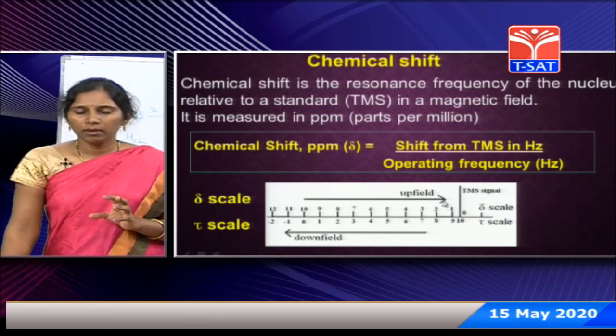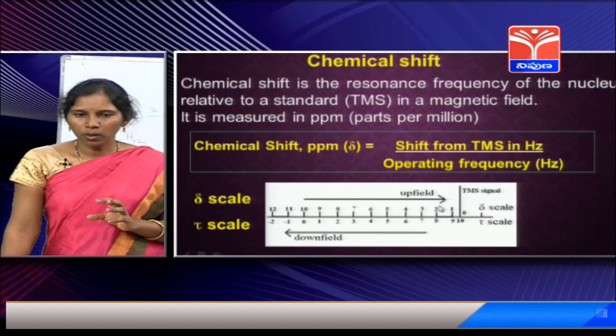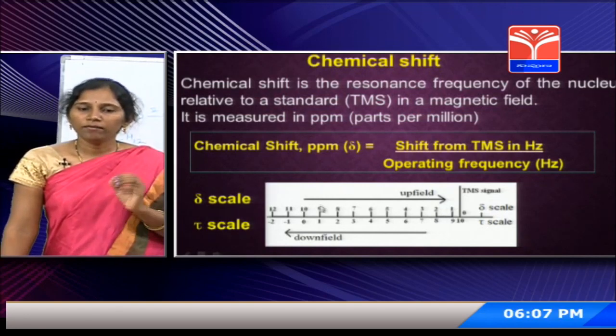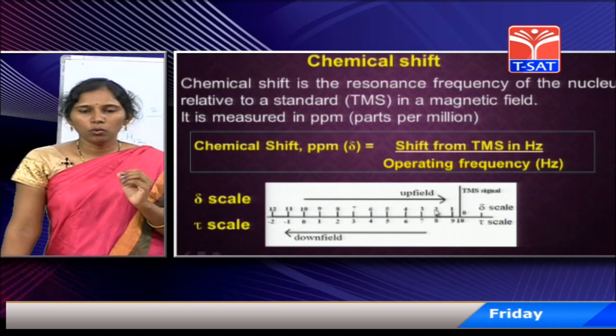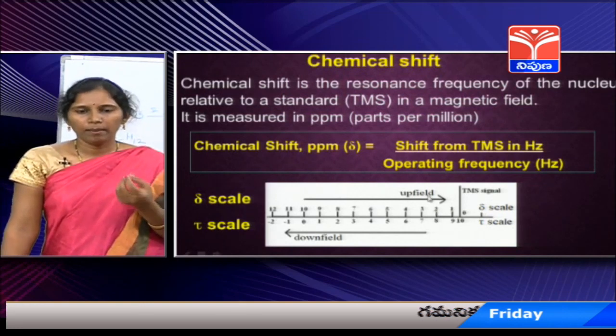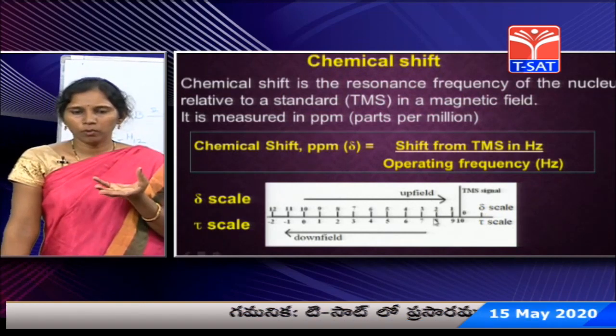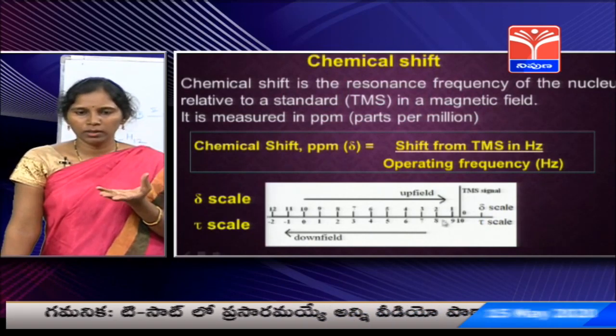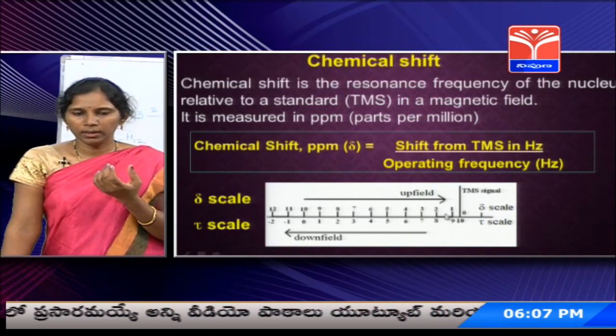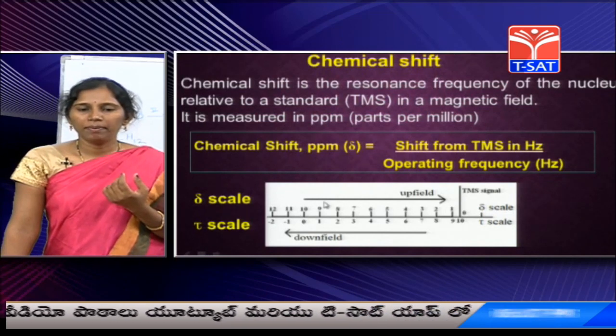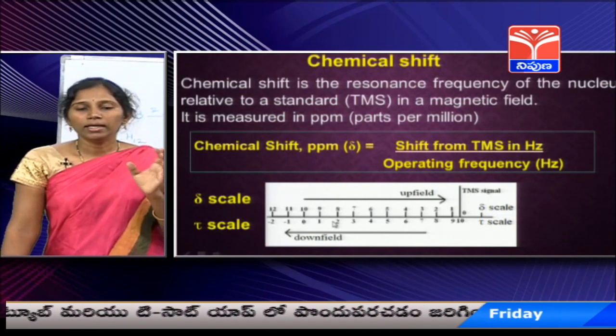A peak was observed at 2 and another peak at 9. Then we say that the peak at 2 is called as upfield protons, because only in the upfield region we got the peak at 2, and if we take the peak at 9 it is said to be in the downfield region.